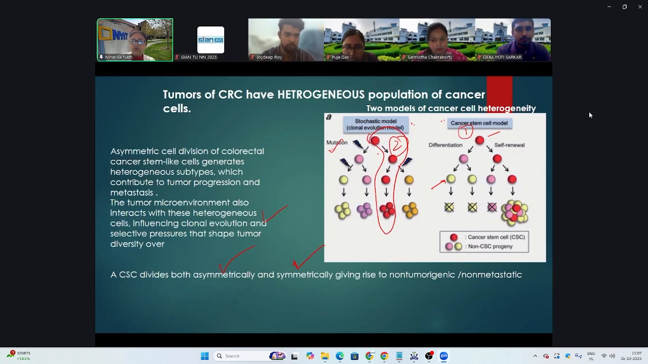Okay, so it can give rise to some cells that could be tumorigenic or non-tumorigenic or even non-metastatic. It is going to give rise to different kinds of cells. Some of them may not survive, and it may give rise to a variety of kinds of cells.